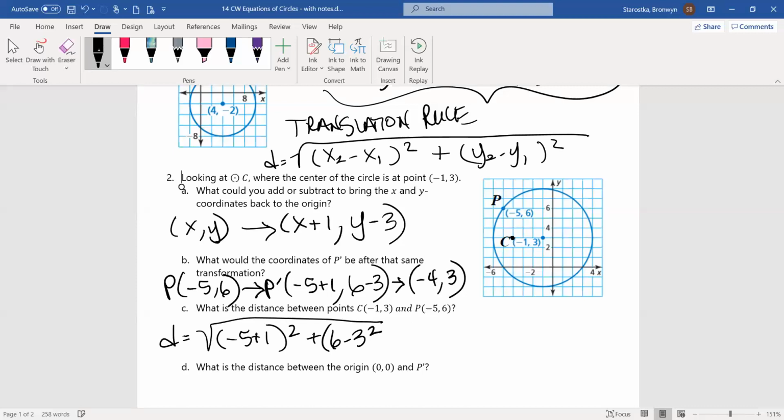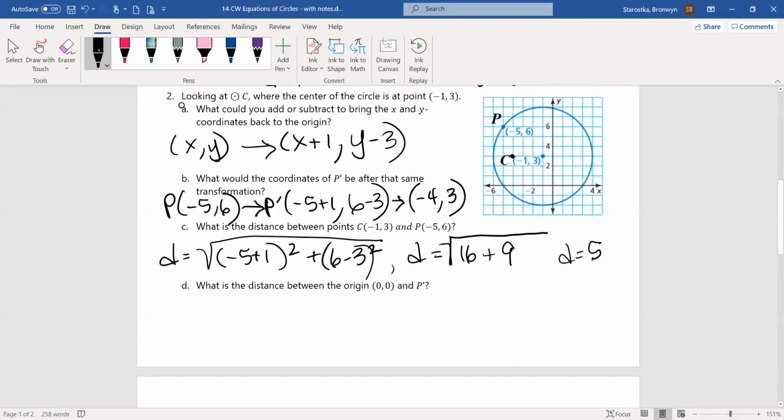All right, which means then that D equals, that's negative 4 squared. Negative 4 squared is 16 plus 6 minus 3 is 3. 3 times 3 is 9. 16 plus 9 is 25. That means square root of 25, the distance between P and C is 5 units. So what is the distance between the origin and P prime?